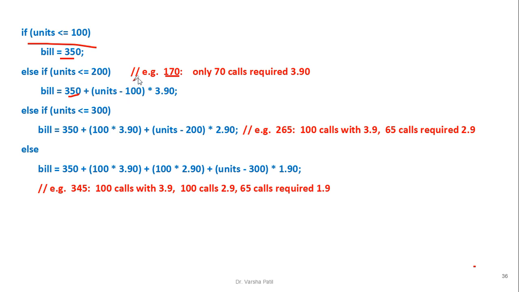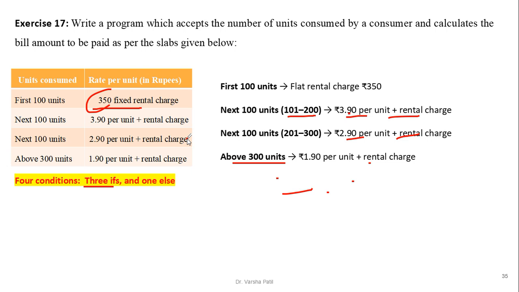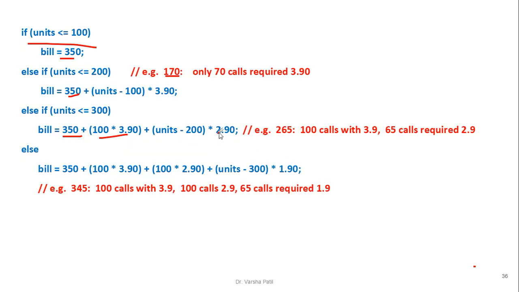Then next, if units are between 200 to 300, then the charges for the first 100 units are 350. The units exceeding, between 100 to 200, the charge is 3.90. Next is the units above that, 201 to 300, the charge is 2.90.